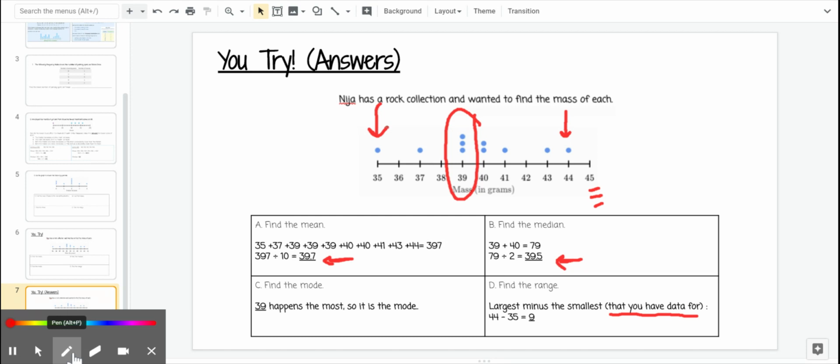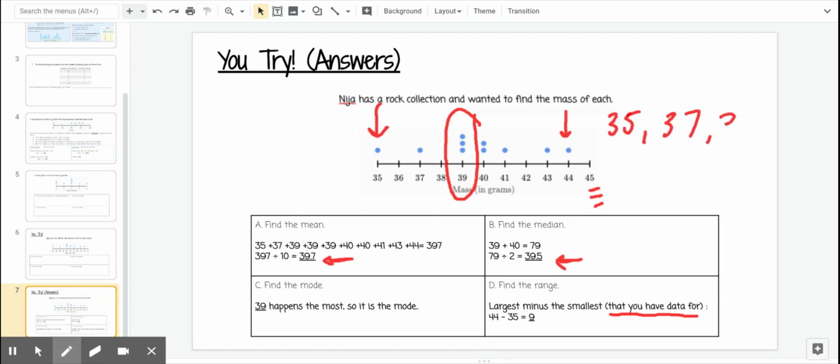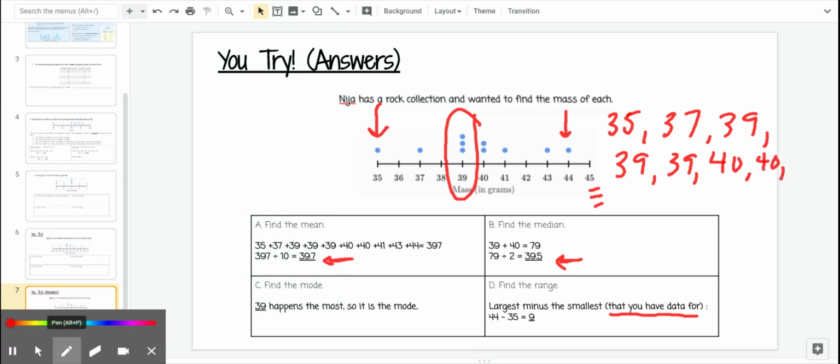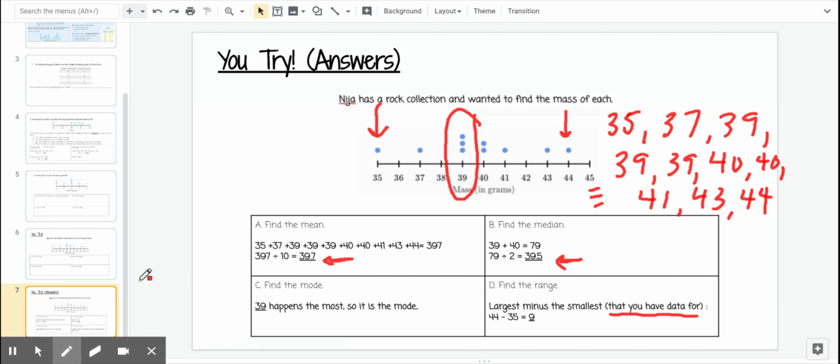And again, to make it easier on yourself, you could have written these out. 35, 37, 39 3 times, 40, 40, 41, 43, and 44. And you could have gone from there. All right, so that is how you use dot plots and frequency tables together.